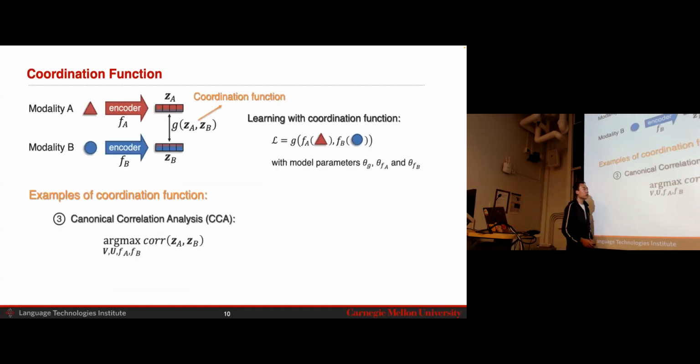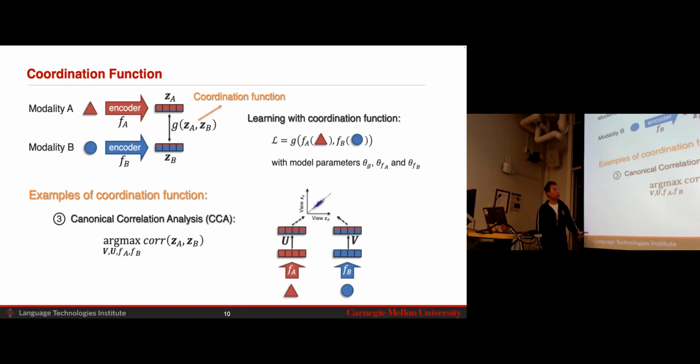Another example of slightly weaker, or as I called it in the beginning, partial coordination, is to use correlation. If I have two representations, ZA and ZB, and I have a population of them, can I make sure that they are correlated in your space?